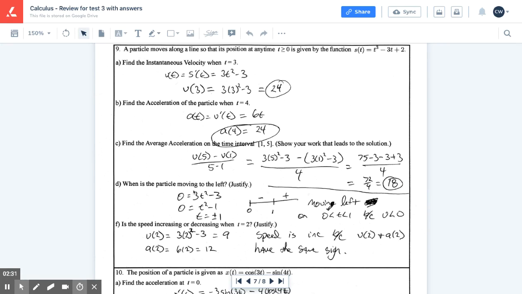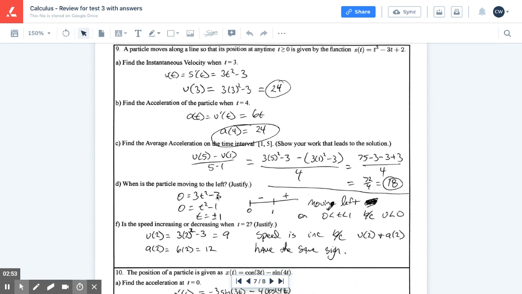When is the particle moving to the left? So always set your velocity equal to 0. Figure out when it's 0. In this case, it's negative 1 and 1, but this says t has to be greater than 0. So I start my sign line at 0. I put 1 on my sign line, and then I plug a number in on each of these into my velocity to see if it produces a positive.